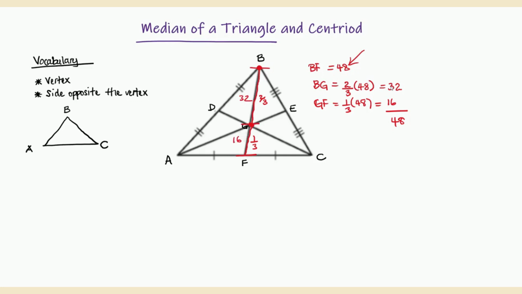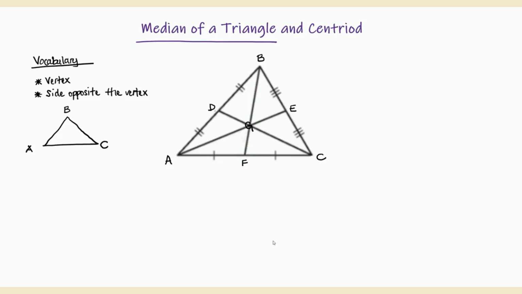Now it's easy enough when you have the full length, but what if you don't and you're just given a part of it? Let's say that AG measures 30. So from the vertex to the centroid measures 30. Now that does not give us the full measure of the median, it just gives us the 2/3 portion. Now since we can identify that this is the 2/3 portion, to find the full length you simply just have to multiply by the flip of the fraction, or the reciprocal.